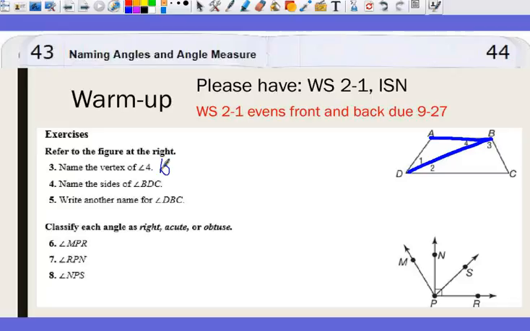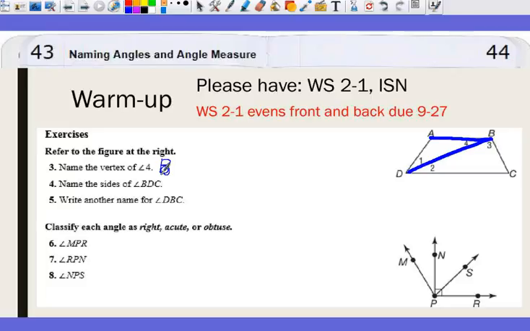Is that right? Why is that wrong? It's a point. Points don't need symbols. It needs to be capital. It needs to be capitalized.